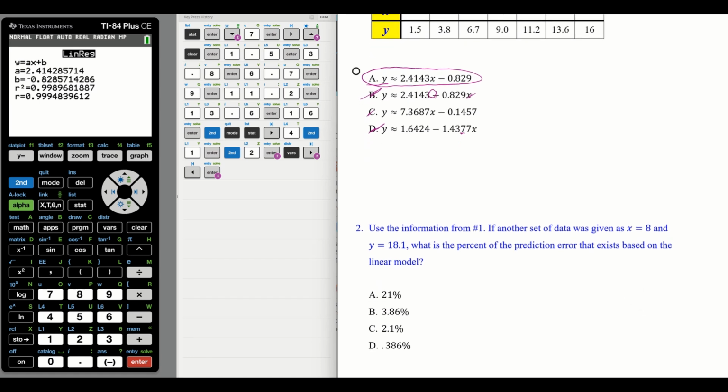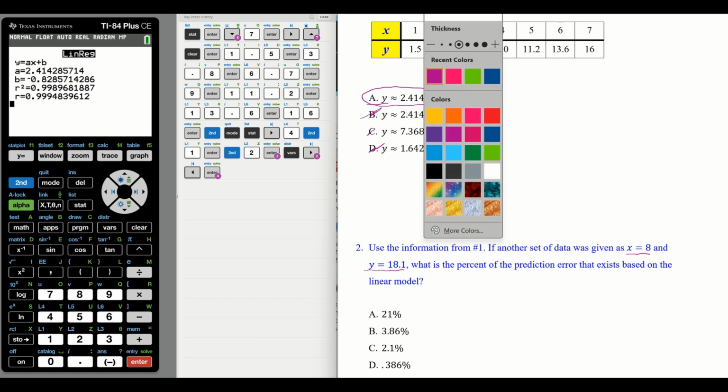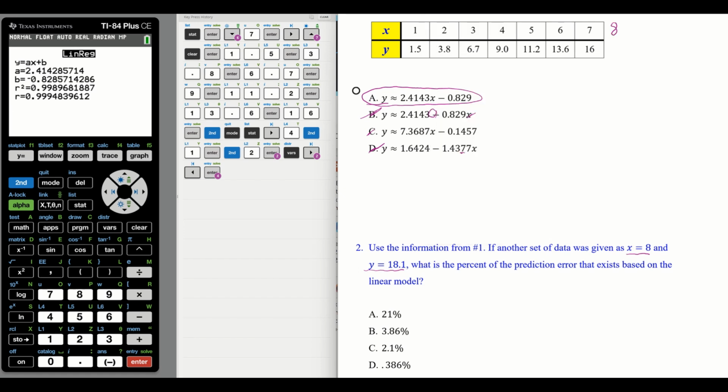Now my next question says, use the information from number 1 if another set of data were x equals 8 and y equals 18.1. That's like saying, okay, we're going to continue out our data. We've got some more data. Let's put it in on the end right here. So there's an 8 and an 18.1.